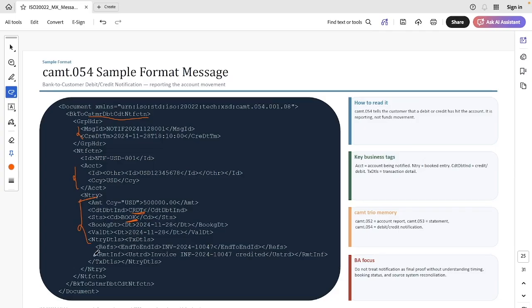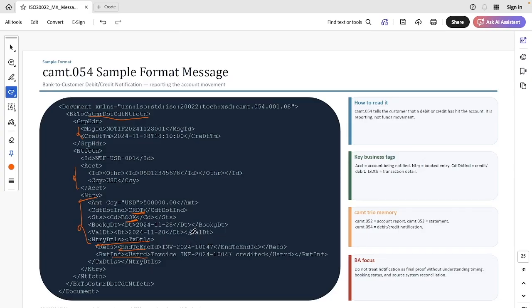Inside transaction details, references such as end-to-end ID can help link the notification back to the original payment or invoice. Remittance information can explain the business reason for the credit or debit.